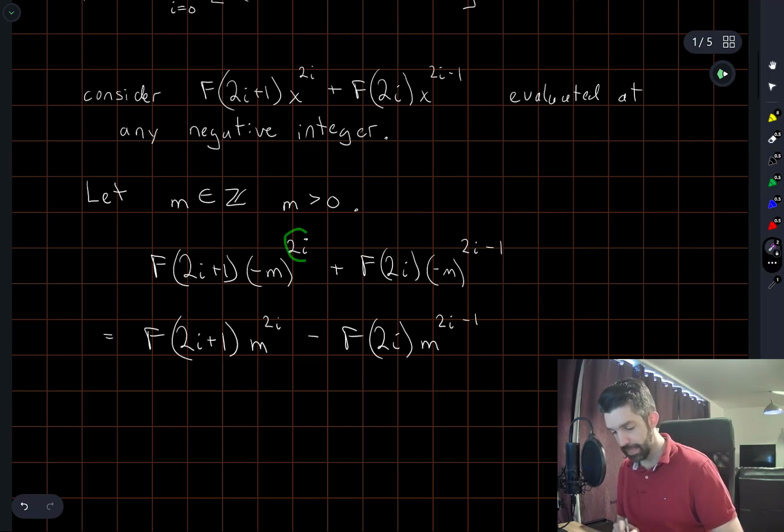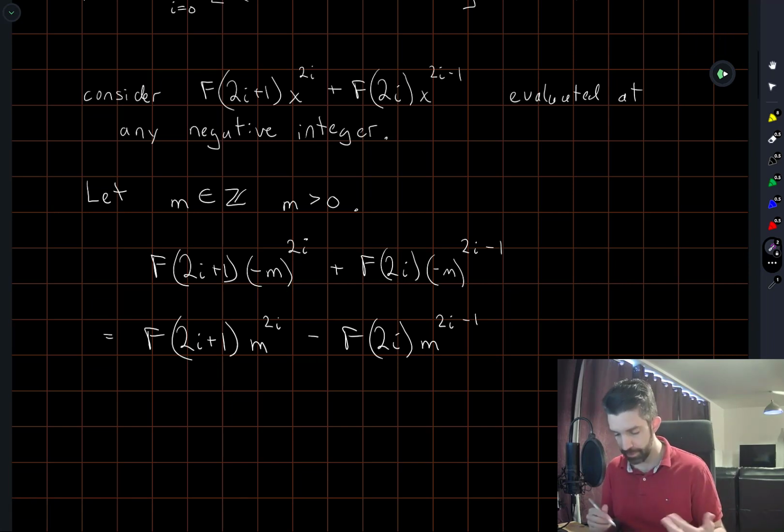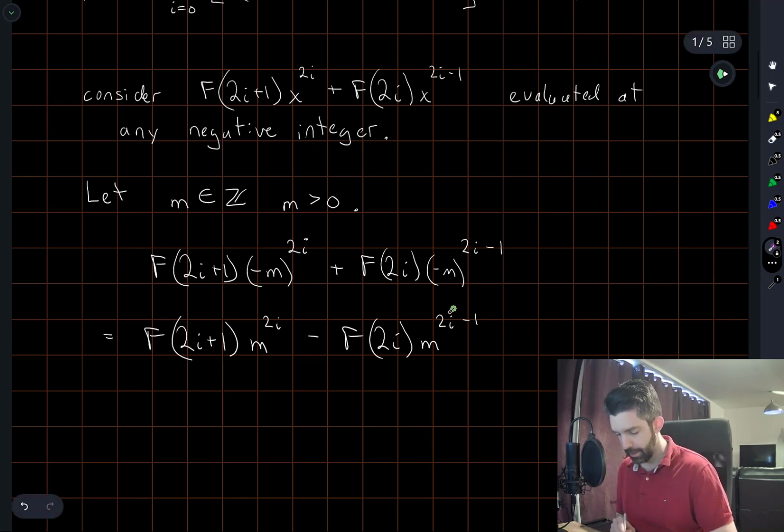So the fact that I have an even power here means that -m raised to that power is just going to give us positive m to the power of 2i. But here, the exponent is going to be odd. So -m raised to that power is going to give us a negative sign here times m to the power of 2i minus 1. And if you look at this number, it is clearly strictly positive.